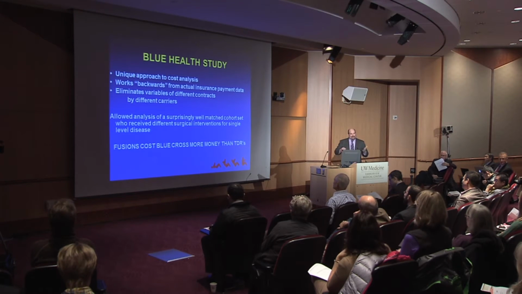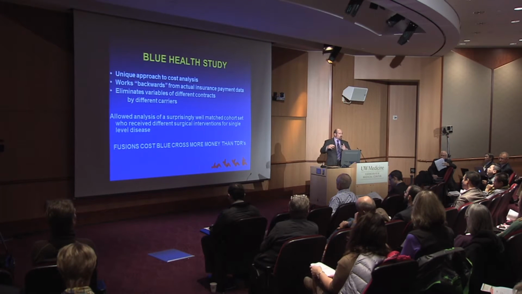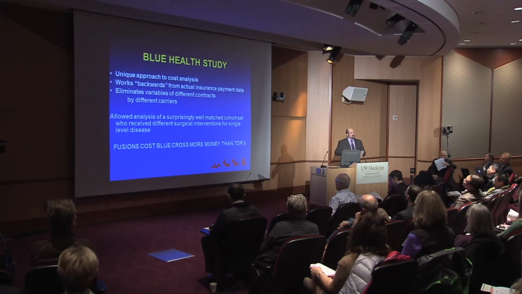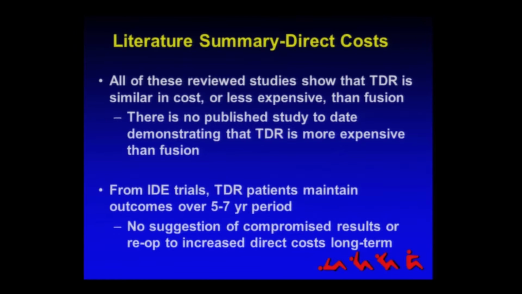So, you know, if you can get the sense, it was hard to do this because as clinicians, usually we start with a patient chart and work forward. Here we're working with data for payments that had been made, and now we're working backwards. So it's a different way for us to manipulate the data, but it allowed us to get this very surprisingly well-matched set of cohorts and examine what the actual dollar amounts were. If we look at the literature summary, all the reviewed studies show that arthroplasty is at least similar, if not cheaper, than fusion. From our IDE trials, we can see that the arthroplasty patients maintain their clinical outcomes, and we'll go into that a little bit more later.